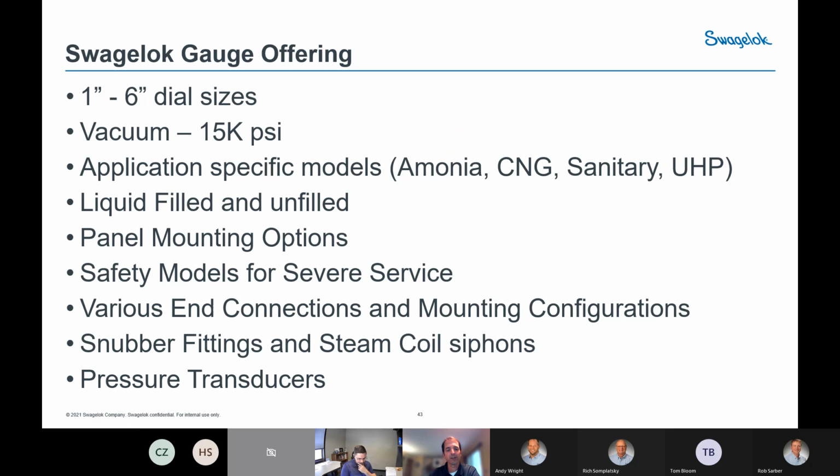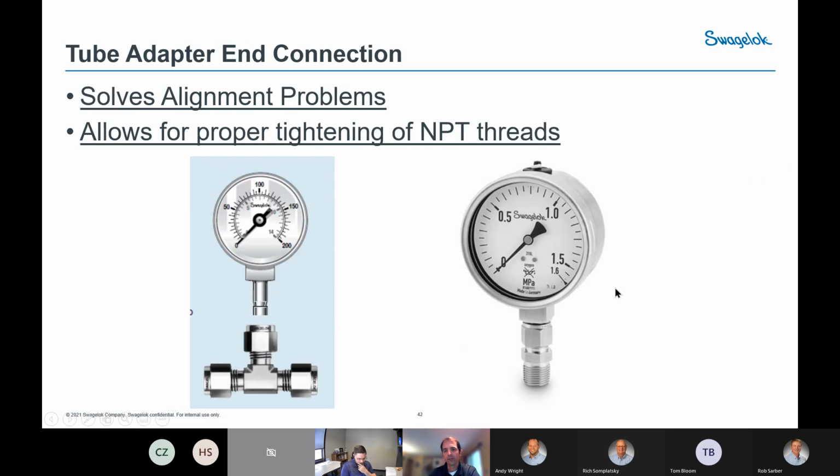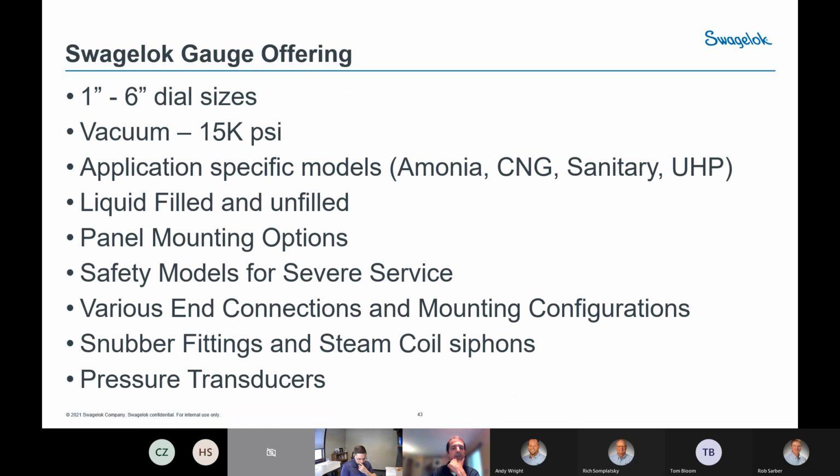When we say mounting configurations, go back to this previous slide here real quick. So this here would be what we call a lower mount. And there are also a center back mount where the end connection is off the back of the gauge in the middle, and there's a lower back mount that is also on the back of the gauge, but at the lower end of the gauge. So those are some different mounting configurations we offer.